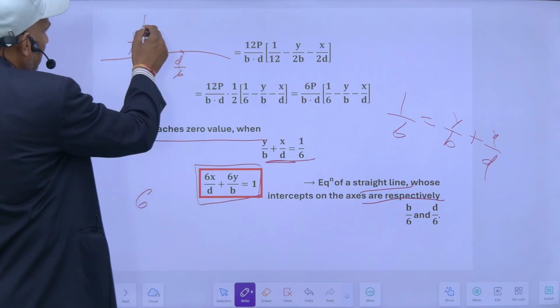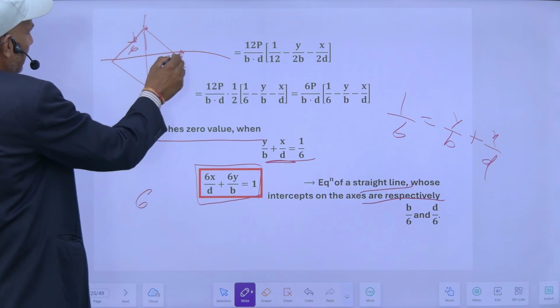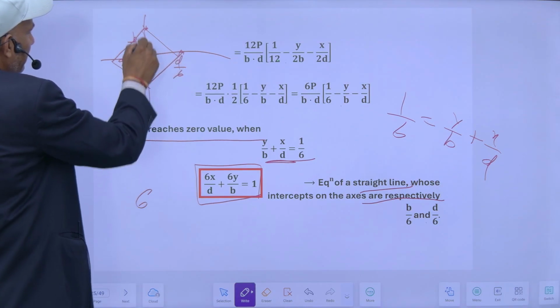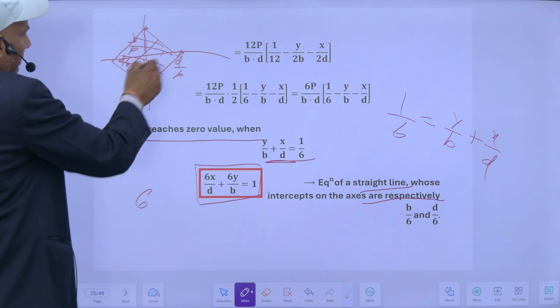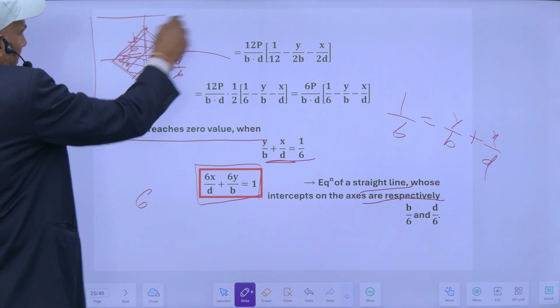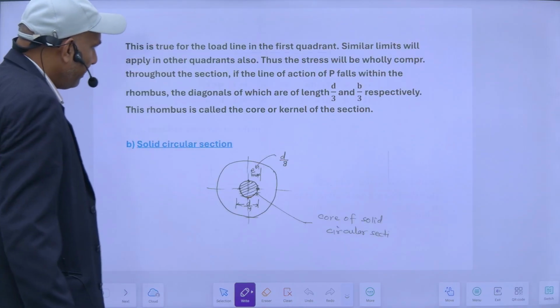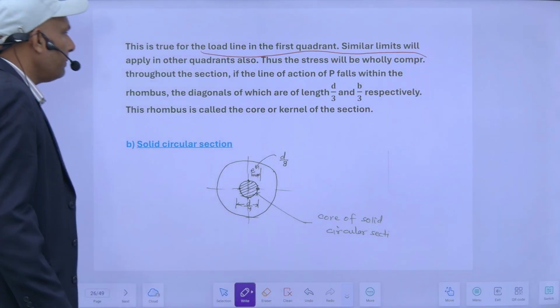It means, this is d by 6, this is also d by 6, this is b by 6, this is b by 6. So if I connect all these 4 points, it will become a rhombus. This is true for the load line in the first quadrant. Similar limits will be applied in the other quadrants.